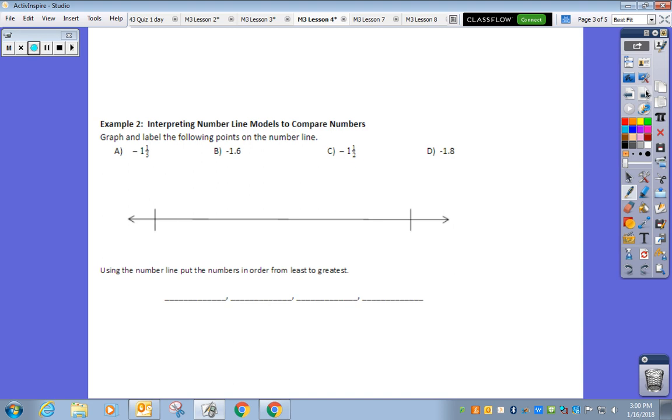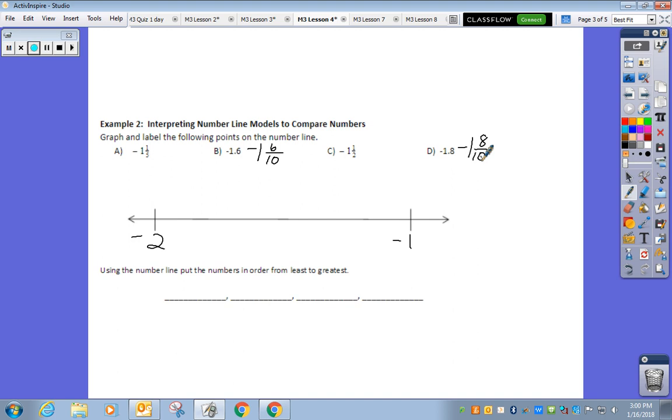First thing we should actually notice is that they all start with -1. So they all have a whole number of -1. What that means on the number line is all of these numbers are going to fall between -1 and -2. Now, I would look at my decimals and say, okay, this is -1 and 6/10, which as a fraction is -1 and 6/10. This is -1 and 8/10, so -1 and 8/10.